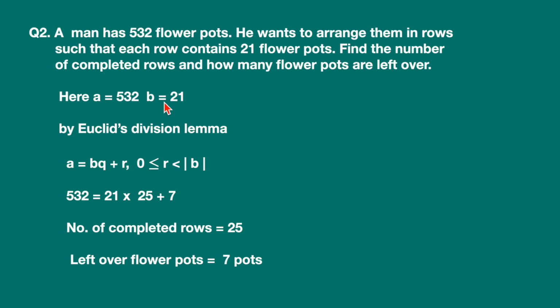Now let us substitute this in the lemma, Euclid's lemma. Write down the general form. Now a is equal to 532, b is 21, and into that, now we need q and r. You have to do the division for it. You will get the value of q and r. Write it down. So this is the lemma. On this we can say that the number of completed rows is 25 and the remainder, the leftover flower pots, is 7 pots.